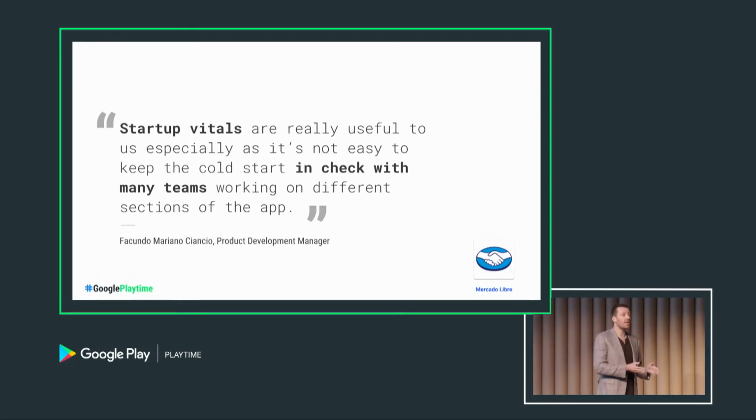Now, the Mercado Libre team is a pretty large team. It's hundreds of engineers working on it there, and on their application, they have many teams working on different parts. And as a result, one team introduced an issue into the application that caused a regression in the startup time. But by keeping an eye on their Android Vitals, they were able to understand that this happened and then work with that team to actually be able to debug that issue and reduce their startup time back to what it was previously.